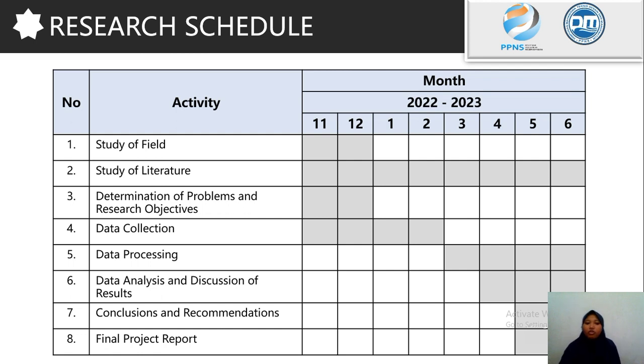and then data collection, starting from November until February, and then processing the data, starting from March until June, and then data analysis and discussion of results, starting from April until June, and then conclusions and recommendations, starting from May until June, and the last, the final project report, starting from May until June.